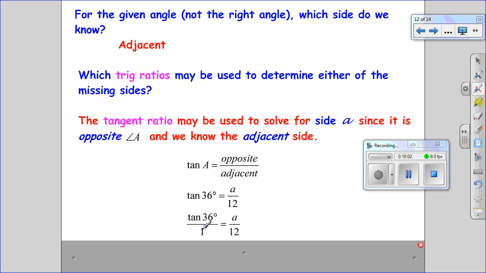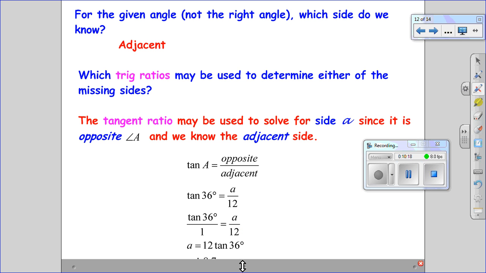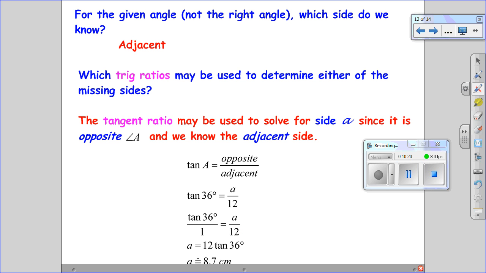And we know that to solve this equation, I can do what's called cross multiplying, which is a shortcut for solving equations, because really what I'm doing is multiplying both sides of the equation by 12 to eliminate the fraction on the right side, and I multiply both sides of the equation by 1 to eliminate the fraction on the left. So I end up with A is 12 tan 36, so it's approximately 8.7 centimeters.